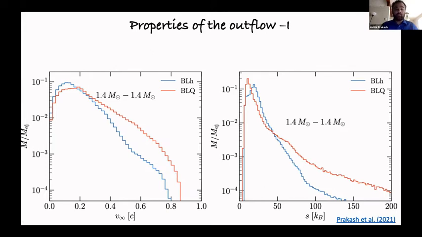So the thing to remember is that the ejecta from the quark equation of state in the fast tail is faster in comparison to the hadronic equation of state. Not only is the quark equation of state ejecta faster, it is also more entropic, which means that it is more shock heated in comparison to the hadronic counterpart.